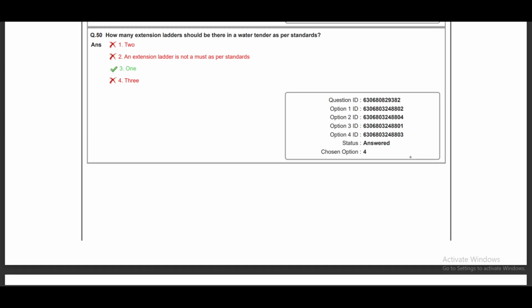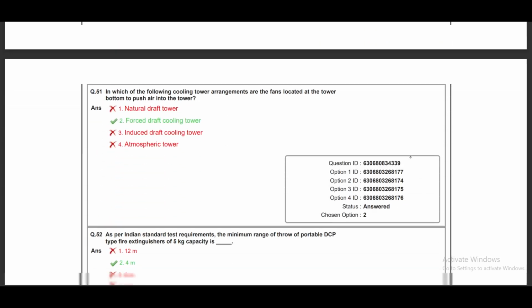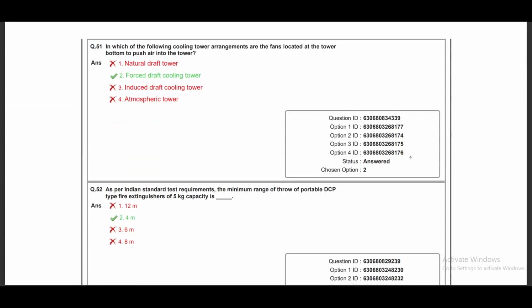Next is, how many extension ladders should be there in a water tender as per standard? As per standard there should be one. So the correct answer is the third option. Some questions are direct. In which of the following cooling tower arrangements are the fans located at the tower bottom to push air into the tower? Out of these four towers, forced draft cooling tower is the correct answer.